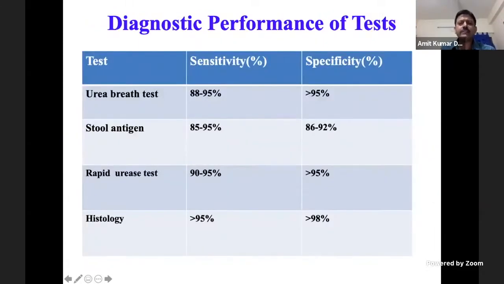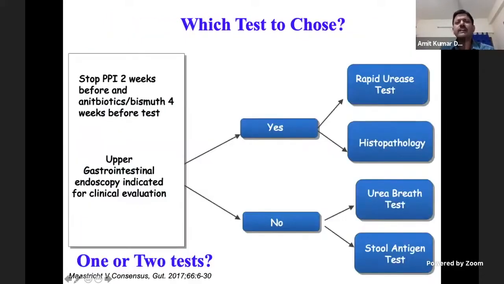So now that I have discussed the commonly done invasive and non-invasive tests, this table shows the comparison of performance of these four tests. So the urea breath test and the stool antigen, which are the non-invasive, and rapid urease and histology, which are the invasive tests. And as you can see, performance-wise, there is not too much of a difference between them. So then how do we decide which test we should be doing?